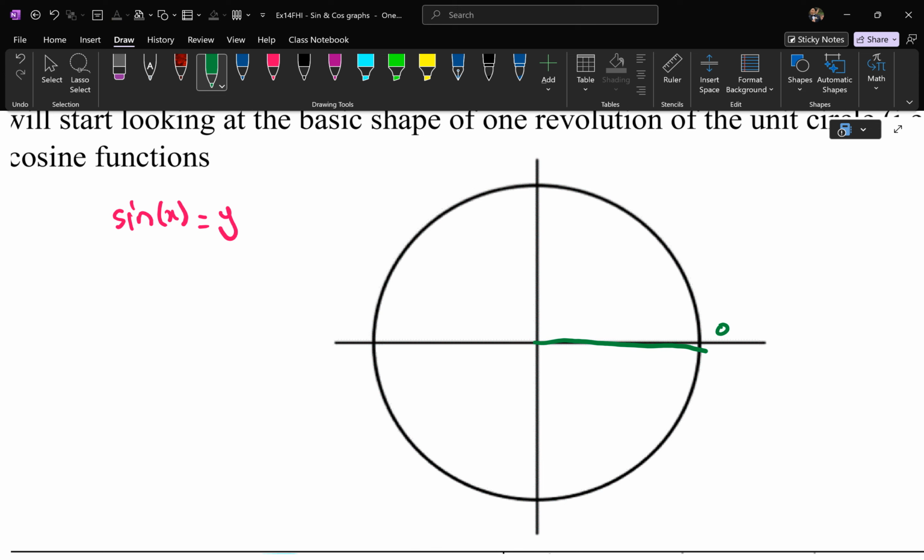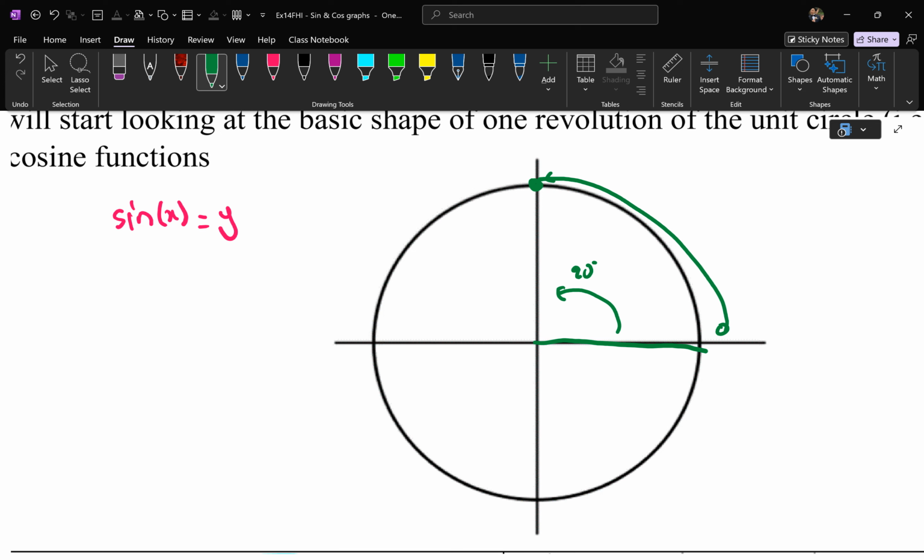Right now, what's my y value to start off with, just at the very beginning? What's my y value? 0. This is one of the reasons why sine starts at 0, which is the center. So the y values start at 0, but as soon as I rotate 90 degrees, so each quadrant, let's have a look. I rotate 90 degrees, so I go like this, 90 degrees. I will end up here.